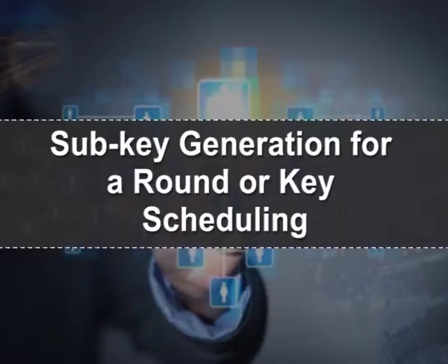Next, we are going to discuss the subkey generation for a round, or key scheduling. The key schedule of the IDEA algorithm is very simple and easy to understand. The input key size is 128 bits and the encryption algorithm uses 16-bit subkeys. In these rounds, 52 subkeys are used in total. The input key is simply divided into 8 16-bit subkeys and follows this algorithm.